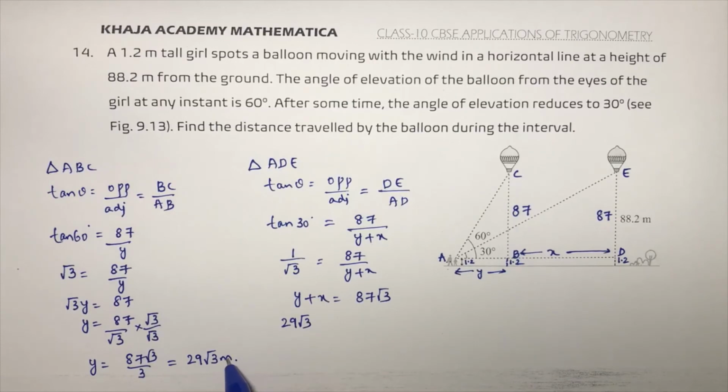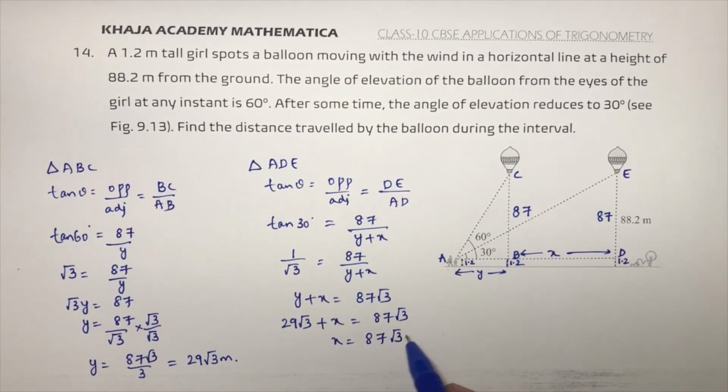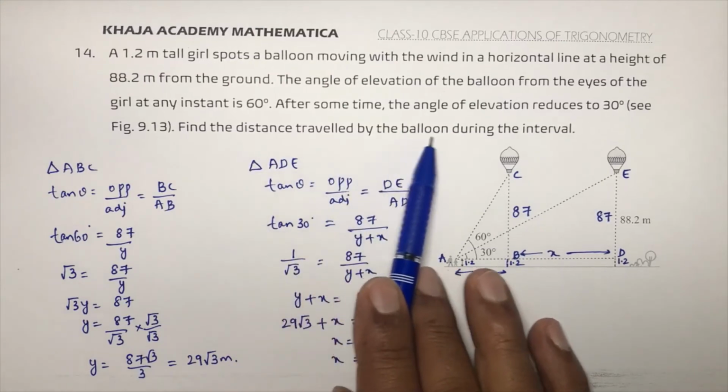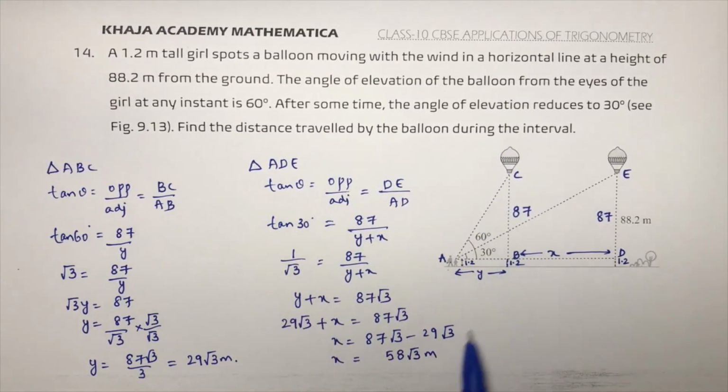The value of y is 29 root 3. I am substituting here because I need to find x. 87 root 3. So x equals 87 root 3 minus 29 root 3. 87 minus 29 is 58 root 3 meters. So the distance traveled by the balloon during this interval is 58 root 3 meters.